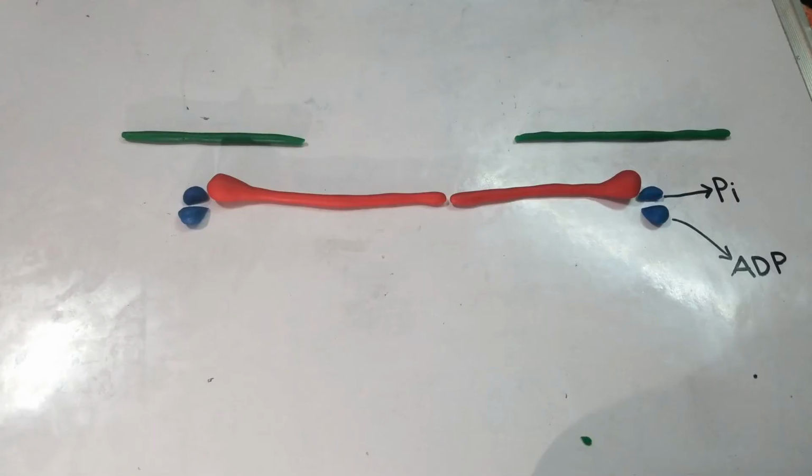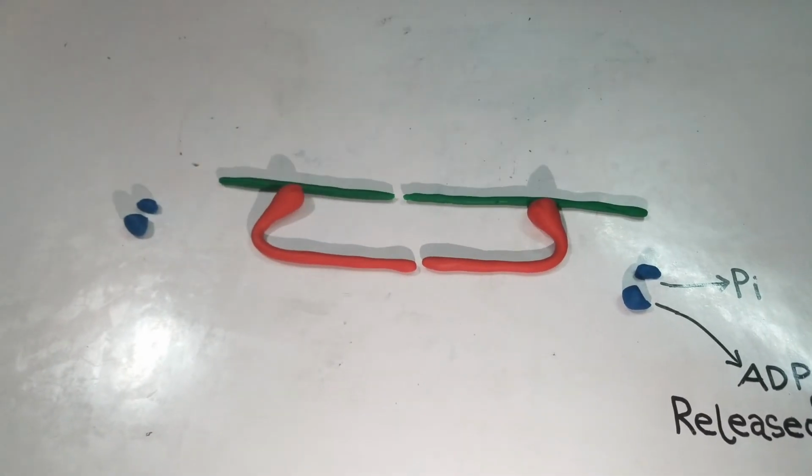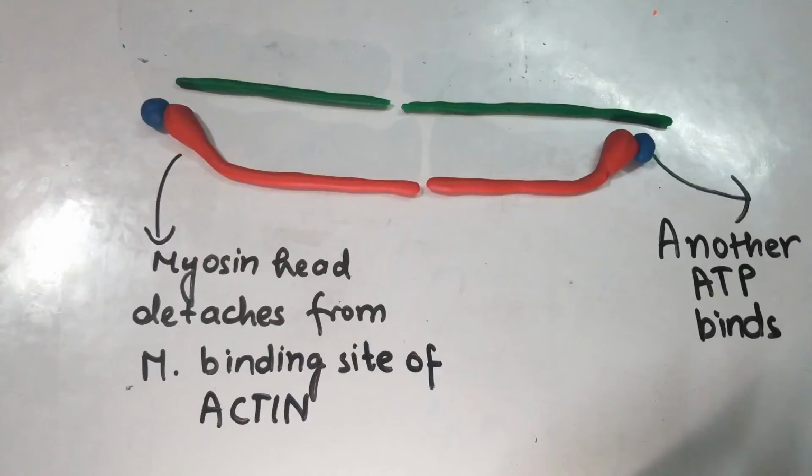Myosin head gets energized and binds to actin. This is the power stroke, in which myosin head flexes and forces the thin filaments together. The detachment of myosin head from actin is by binding of another ATP, and when this ATP is hydrolyzed, the cross-bridge cycle continues.